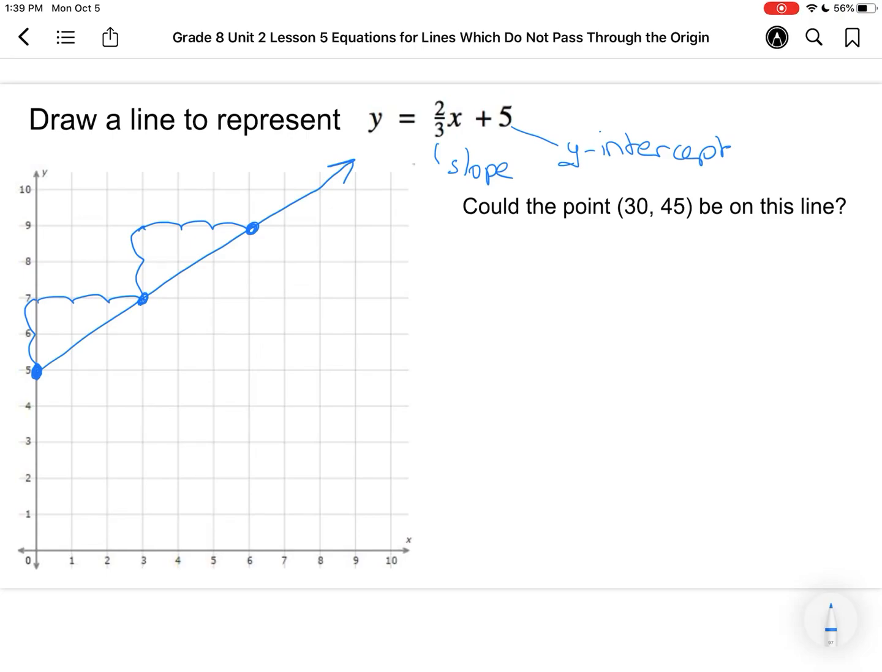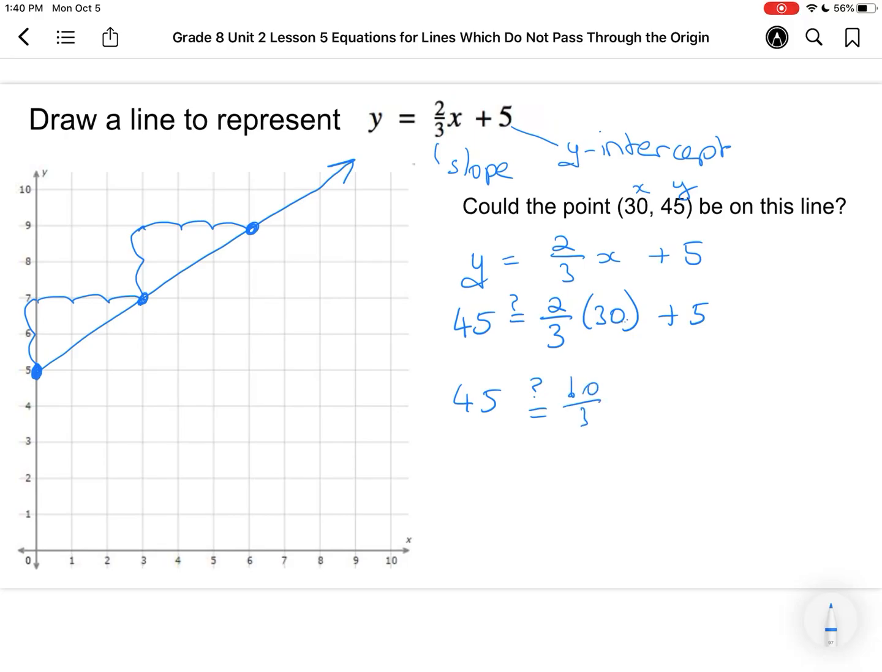There's the line. And could the point (30, 45) be on this line? y equals 2 over 3 x plus 5. So I'm going to substitute 30 for x and 45 for y. 45 equals 2 over 3 times 30. Could this be true? Is 45 equal to 2 over 3 times 30? So 2 times 30 is 60. 60 divided by 3 is 20.